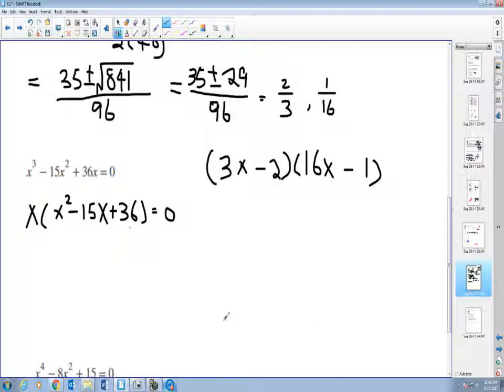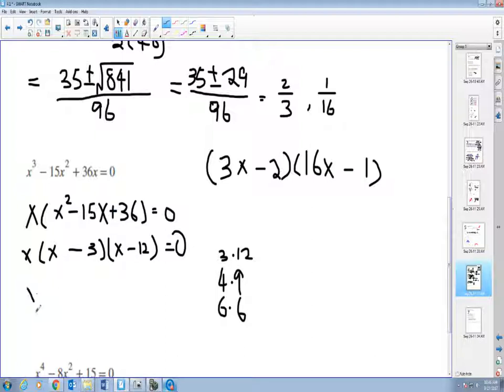36 normally is 6 times 6. Before 6 times 6 it was 4 times 9. The plus sign here tells me to add them up to give me my middle term. No. 3 times what? 12, right? Isn't that 36? Yep, which adds to 15. So here we go, factorable again. x and x, 3 and 12. To end up with a negative 15, both of these have to be negative because the last sign is positive.